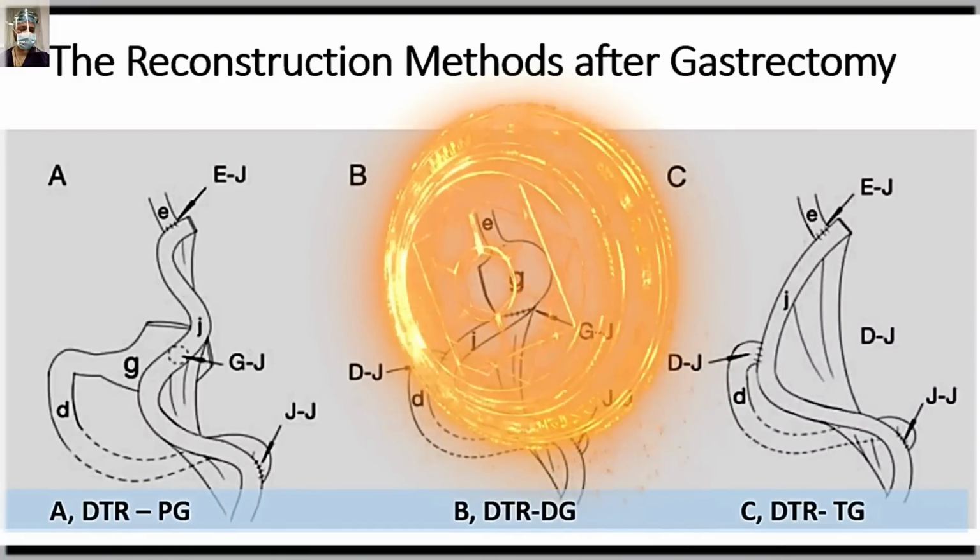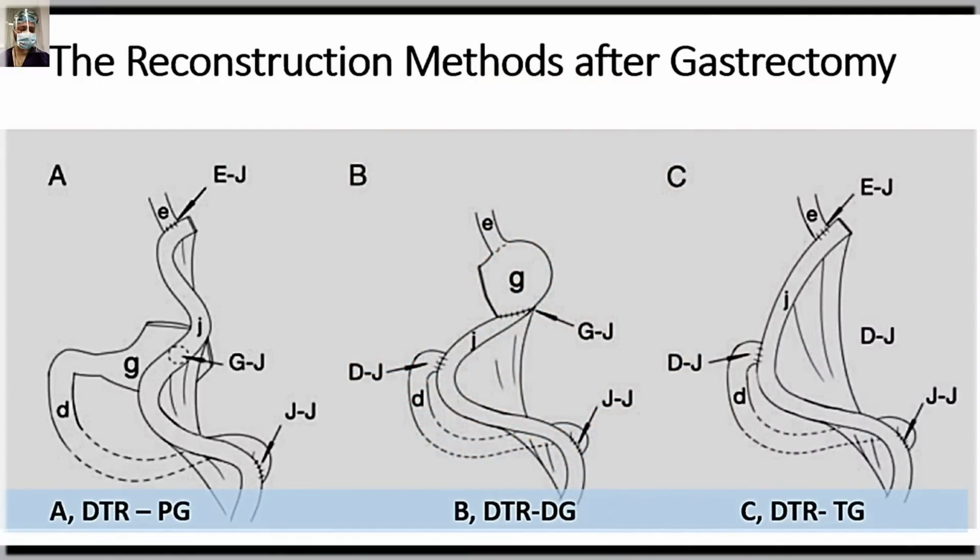So mainly the reconstruction methods after gastrectomy are: Fig A shows double tract reconstruction after proximal gastrectomy, in which we bring a loop of jejunum in a Roux-en-Y manner to do esophago-gastrostomy, gastro-jejunostomy, and jejuno-jejunostomy. Another option after distal gastrectomy, Fig B, is double tract reconstruction in the form of gastro-jejunostomy, duodeno-jejunostomy, and jejuno-jejunostomy. And in Fig C, after total gastrectomy, the double tract reconstruction is possible in the form of esophago-jejunostomy, duodeno-jejunostomy, and jejuno-jejunostomy.